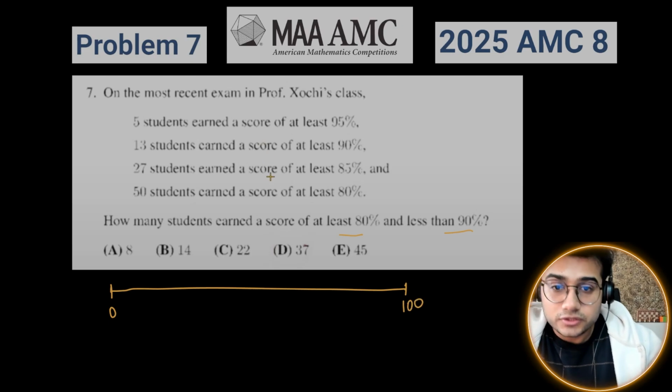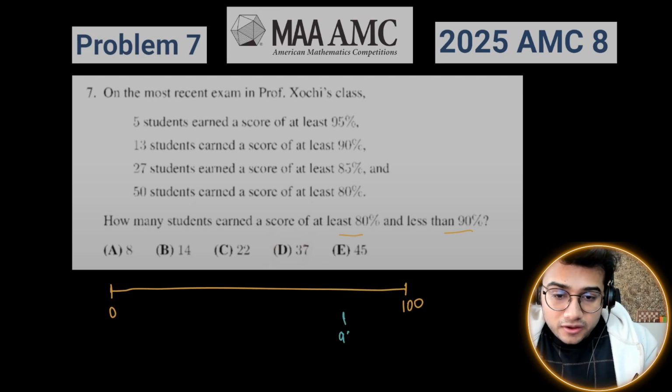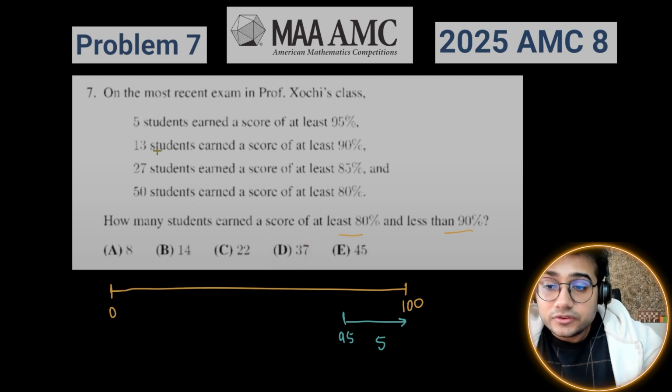As the percentage of these scores, and they said 5 students earned a score of at least 95. So let's do it here. That means 95 and greater. How many students are there? 5 students are in this region. Now they're saying 13 students scored at least 90. So that means 90 or greater.